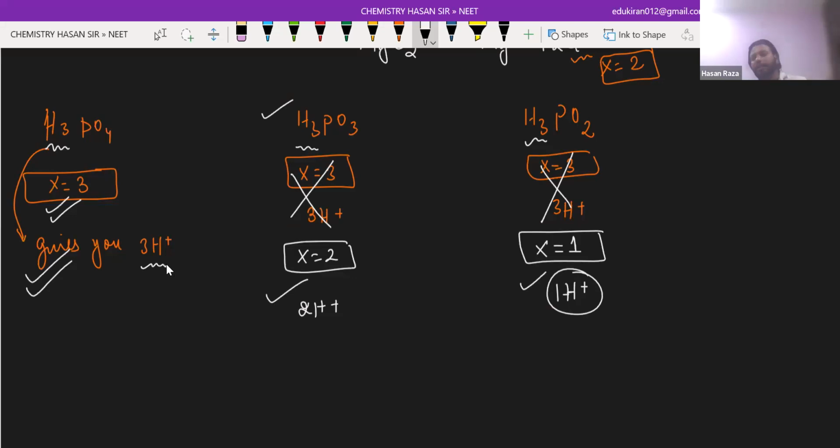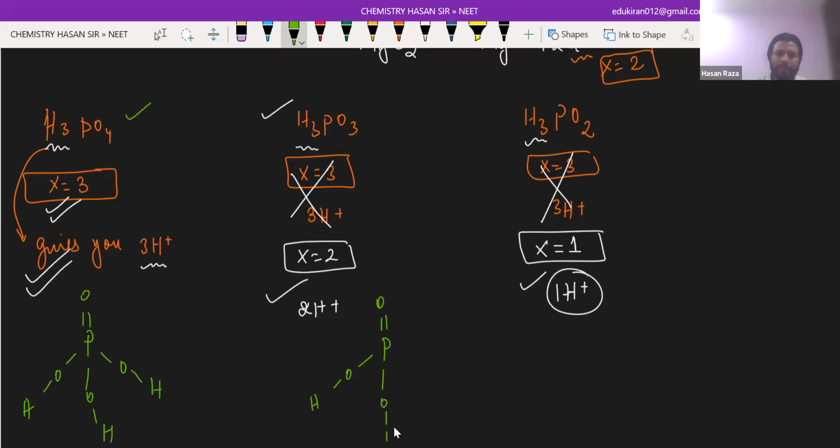So how you are going to decide which acid or which compound gives you how many number of H plus, OH minus, or the positive or negative charge? It's very simple. If you have studied P block in class 12, you know the structure of this H3PO4 is like this. No, the structure is like this. For H3PO3, the structure will be like this. And for H3PO2, do you remember it now?